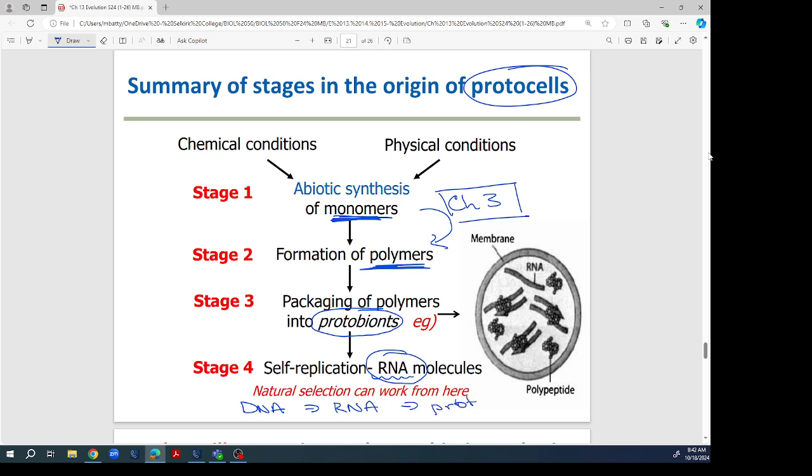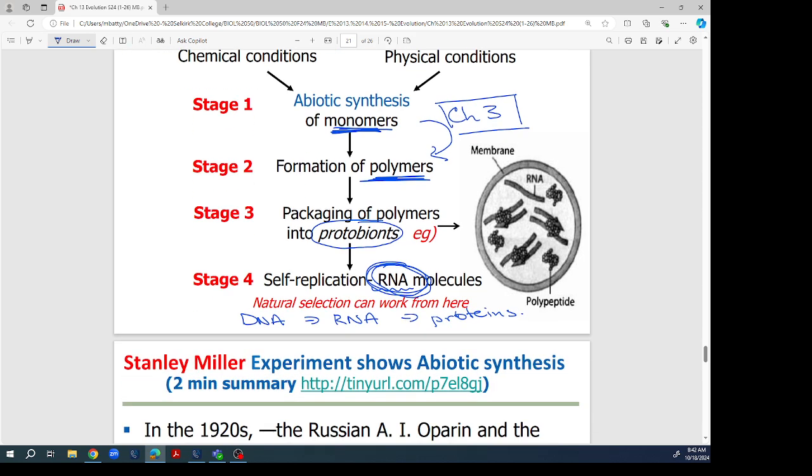And also, when I talked about the endosymbiotic hypothesis, that nucleic acids exist in our mitochondria and in chloroplasts. This is also evidence that this RNA molecule is a really old molecule. So once we get this idea of self-replicating cell precursors, then we can have natural selection working from here.